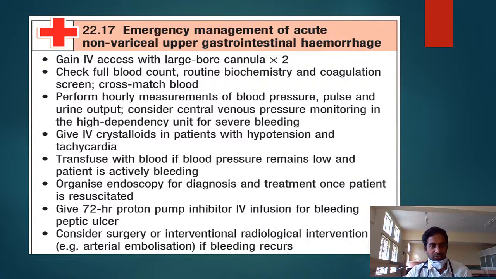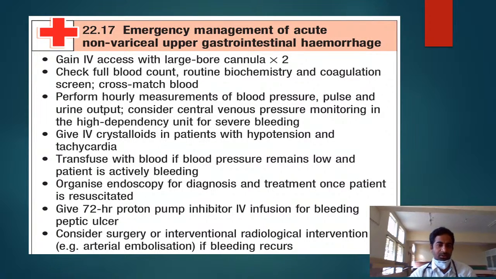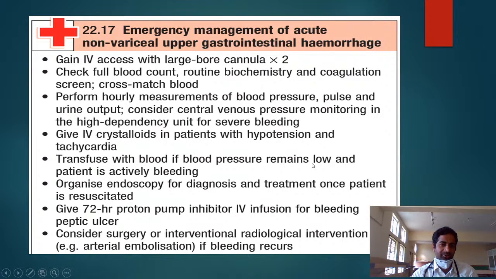Then you monitor CBC depending on the severity of the bleeding, and give IV crystalloids to patients with hypotension and tachycardia. IV crystalloids are usually given, and you transfuse with blood if the patient is in shock or actively bleeding. Then you plan for endoscopy for diagnosis and treatment once the patient is resuscitated.